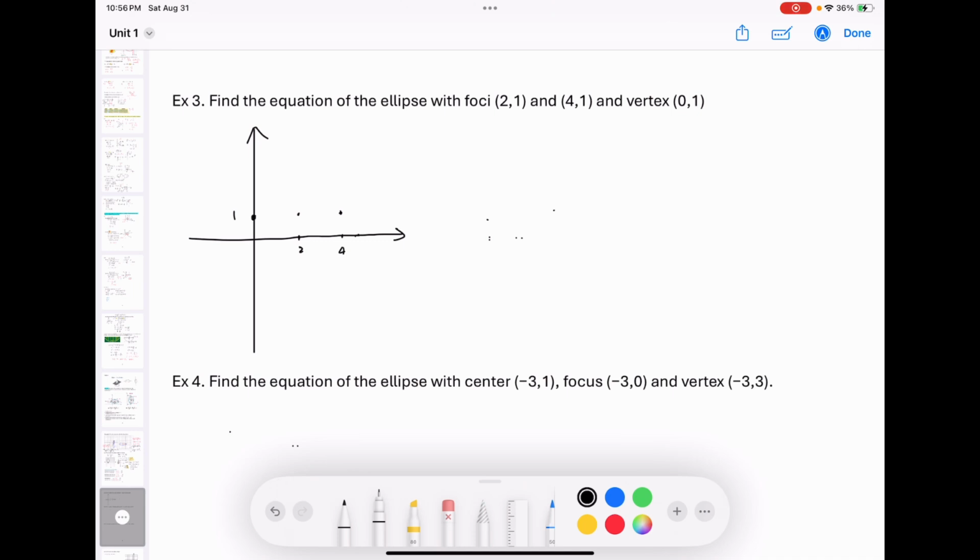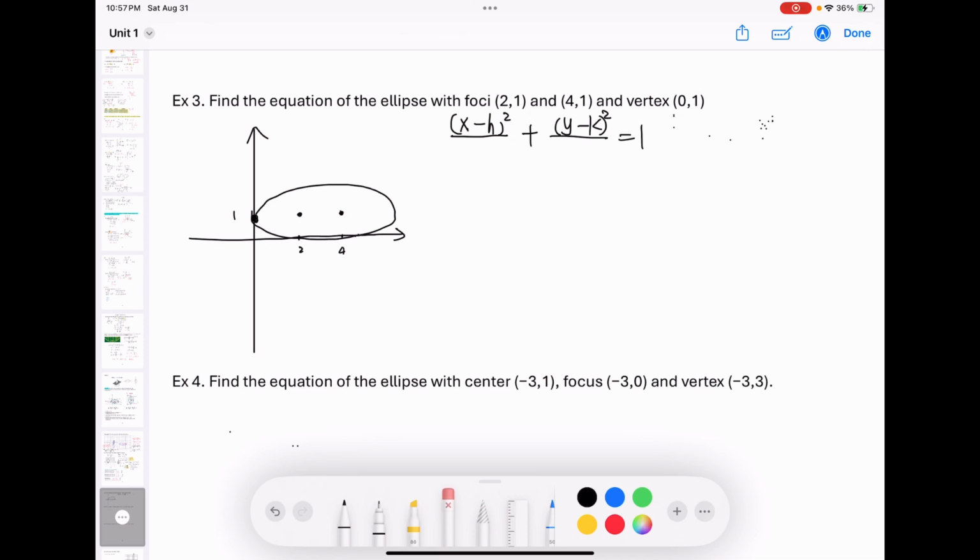Okay, that means I may have my graph horizontally like this, because the vertex and the foci are on the major axis. So my graph has a horizontal major axis. So which formula am I using? (x minus h) squared over a squared, and then another part is (y minus k) squared over b squared, is equal to 1.